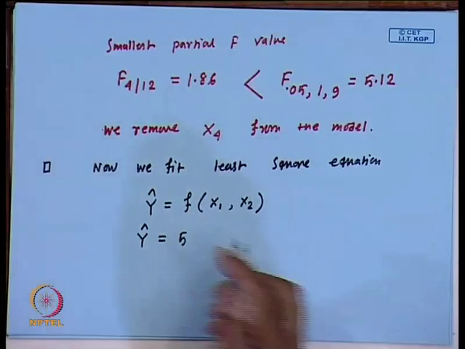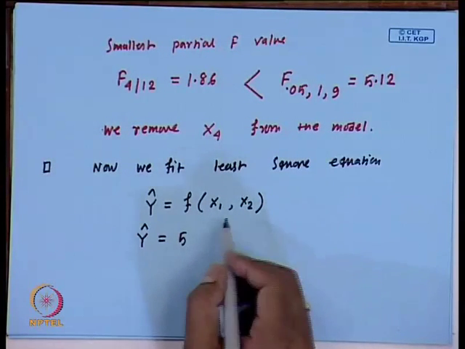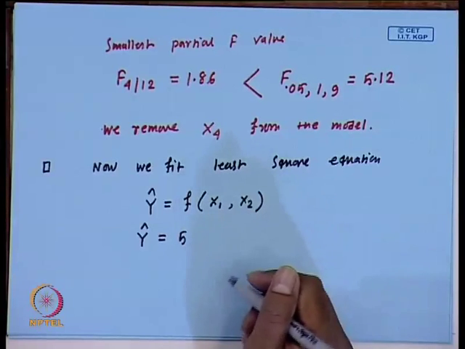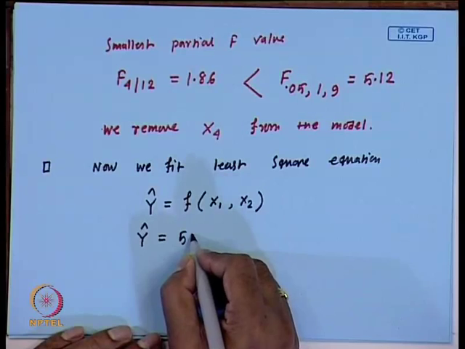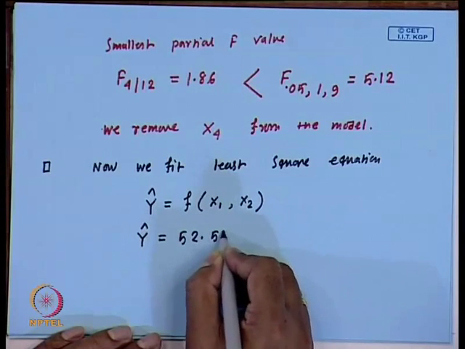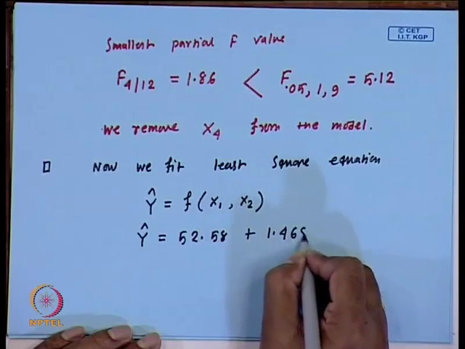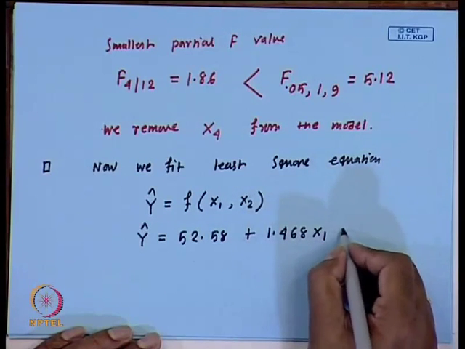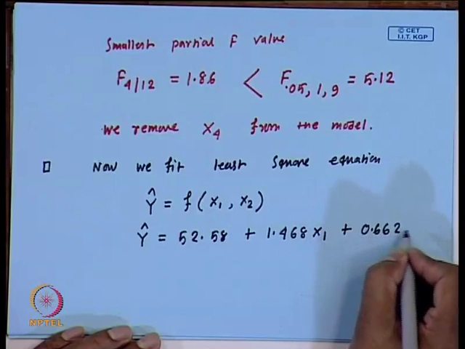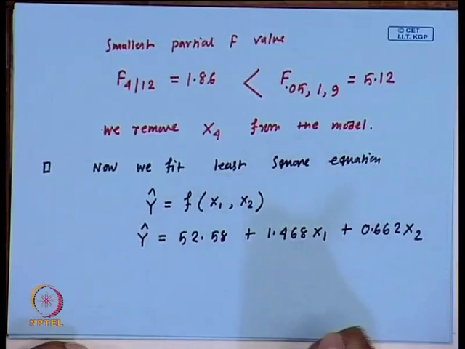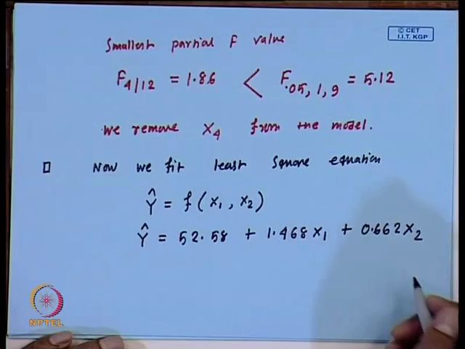Okay, so that means we will fit a model involving x1 and x2 only, and the fitted model is y hat equal to 52.58 plus 1.468 x1 plus 0.662 x2. Okay. So, you know how to find the unknown parameters.